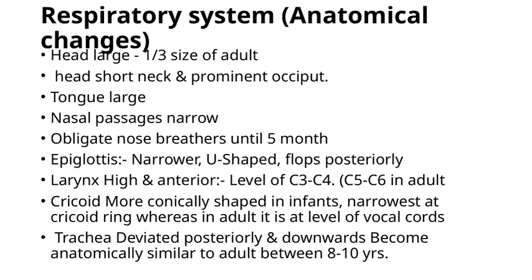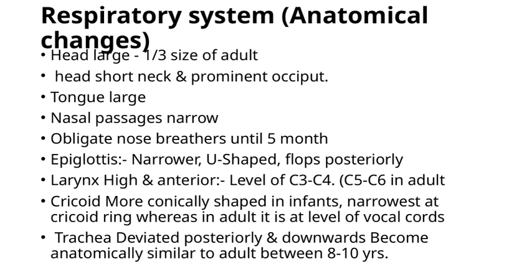The epiglottis is also different. It's narrower and U-shaped, and it tends to flop posteriorly, which can influence airway patency. The larynx, or voice box, is positioned higher and more anterior than in adults, roughly at the level of C3-C4 vertebrae, whereas in adults, it's around C5-C6. This higher position is significant because it affects both airway protection and phonation.